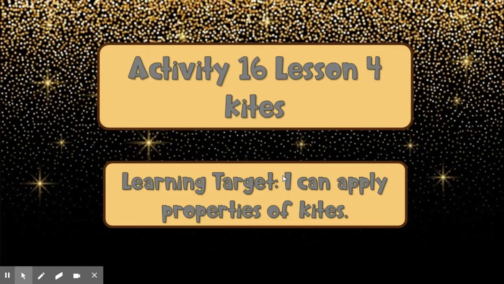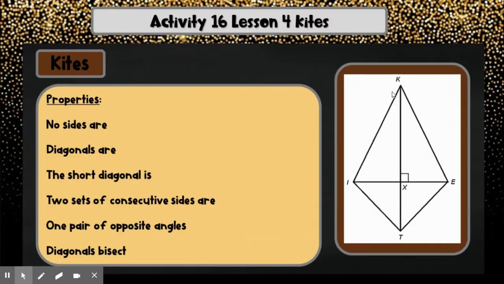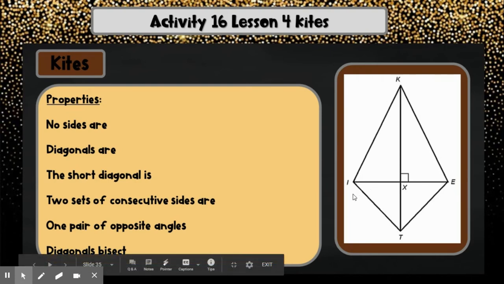All right, so let's finish up this unit by talking about kites. Now, kites aren't very common. You don't see them very often. I know the obvious shape that you think of is a kite that you fly, and that's part of the reason. But this is a kite, okay? And here are the properties.